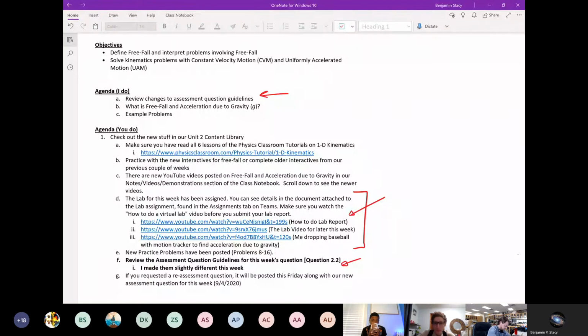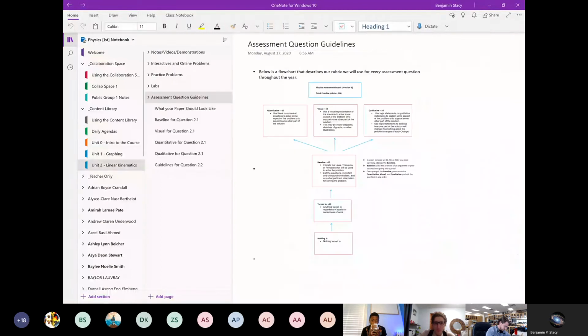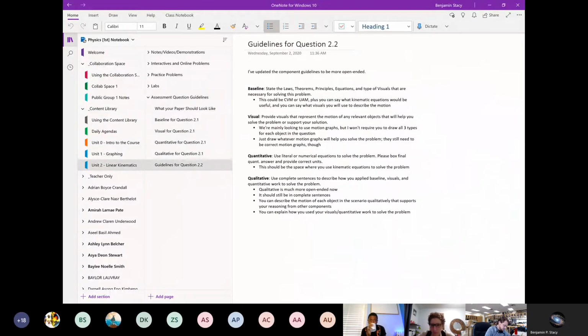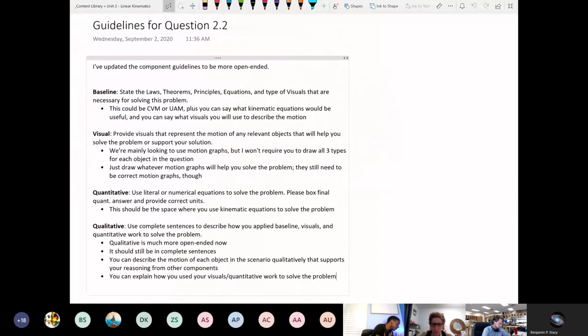All right, first things first. Let's look at how I changed the assessment question guidelines. It's still the same format, right? It's still the same thing. I've just made it a little more open-ended. So for the baseline, state laws, theorems, principles, equations, and the type of visuals that you're going to use. Basically that whole section should just be what kind of stuff you're going to use to solve the problem. So it's basically the same as what we had before.